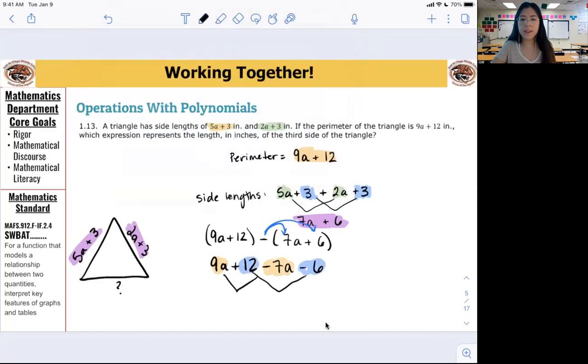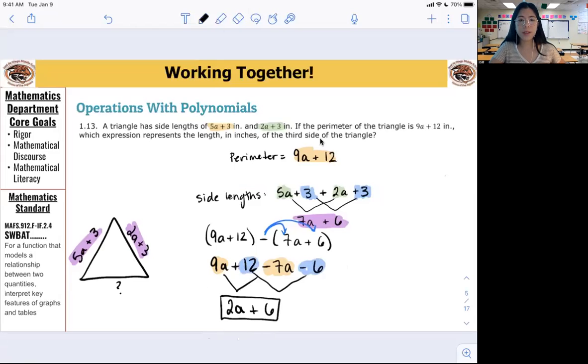What do I get? 9a minus 7a? 9 minus 7? Anyone? 2. 2a. Yeah, just a. Not a squared, not a to the power of 3. These don't have any exponents on them. So the final answer doesn't have any exponents either. And then finally, 12 minus 6 is 6. So 2a plus 6. Final answer. That's my missing side.